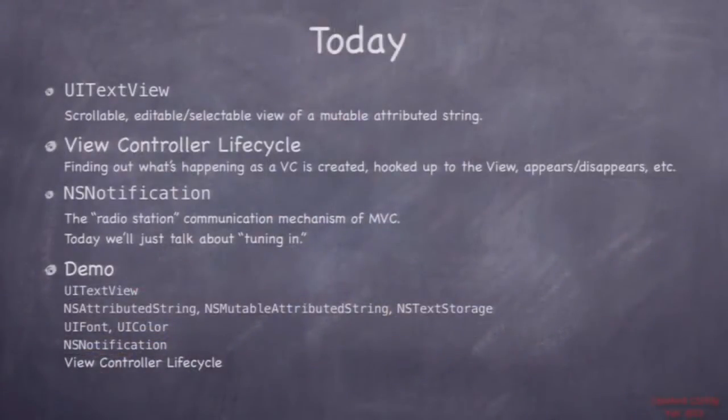Then we're going to talk about a very important conceptual thing in iOS 7, or in iOS in general, which is view controller lifecycle. So that's just the life cycle of the controller part of your MVC and how it gets notified at different times in its life cycle about what's going on. Then we're going to talk about the radio station that I referred to in MVC. We're going to talk about it in a little different context than we see in MVC because I just want to introduce it to you now.